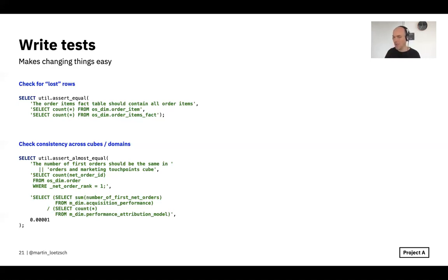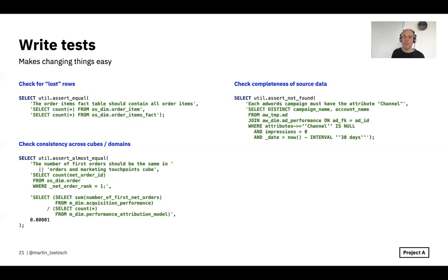0.01%, right? So because there are rounding errors in databases, you allow for some margin of error. Right, so if you have assumptions that your AdWords campaigns always contain a channel attribute because you rely on that, then you make a test that all your ads that had some impressions in the last 30 days should have this channel attribute because you need it later on, and you want to alert people that this has not been the case anymore for specific ads.